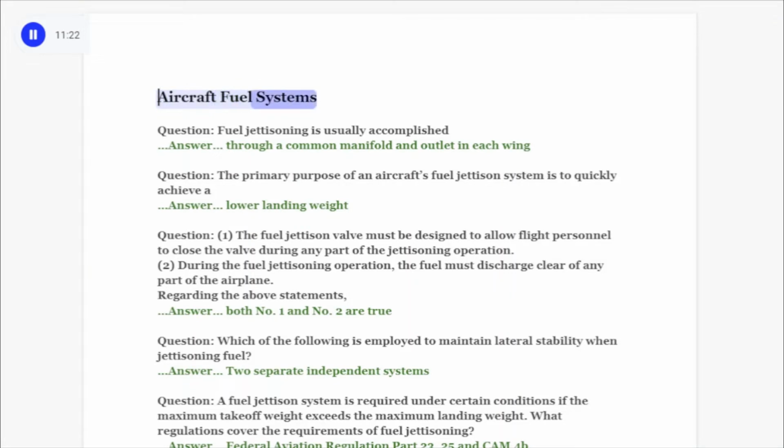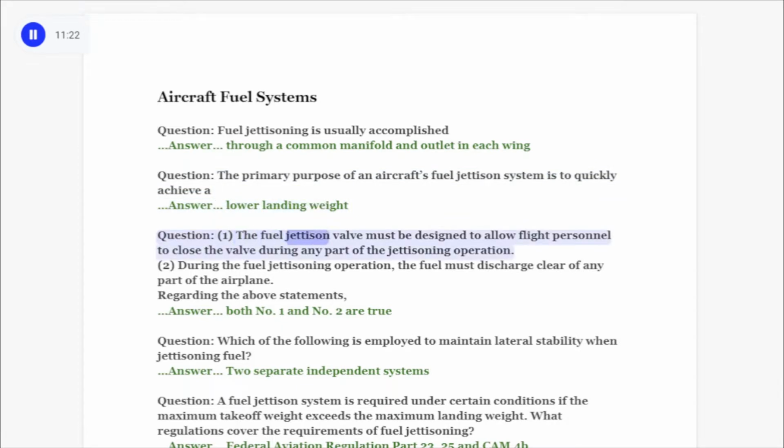Aircraft fuel systems. Question: fuel jettisoning is usually accomplished. Answer: through a common manifold and outlet in each wing. Question: the primary purpose of an aircraft's fuel jettison system is to quickly achieve a. Answer: lower landing weight.